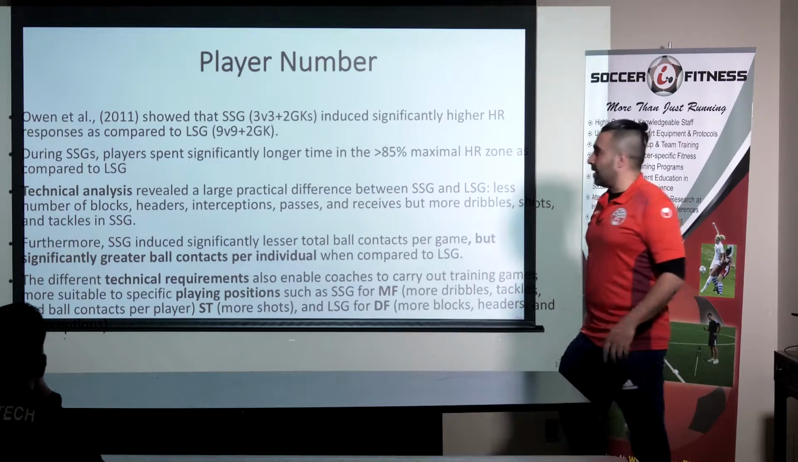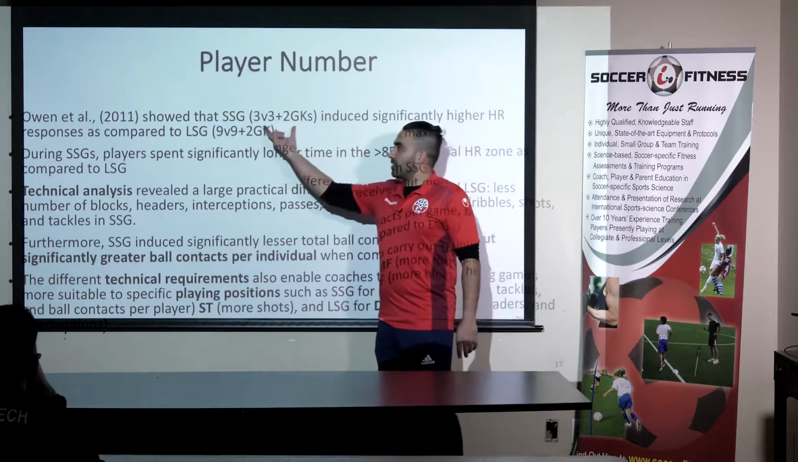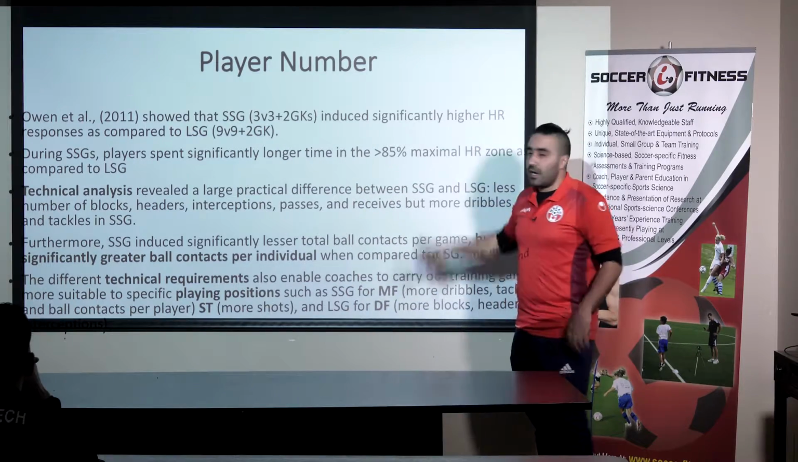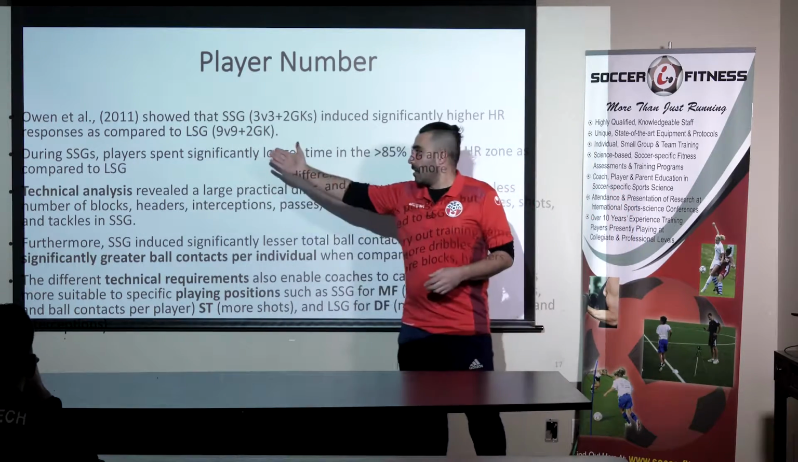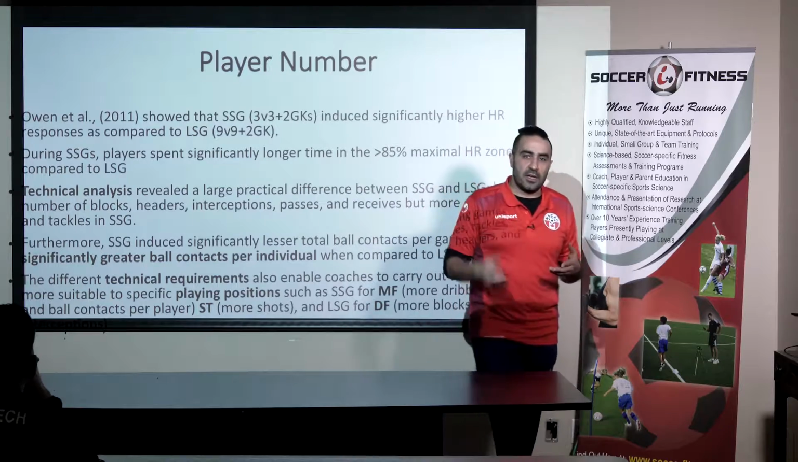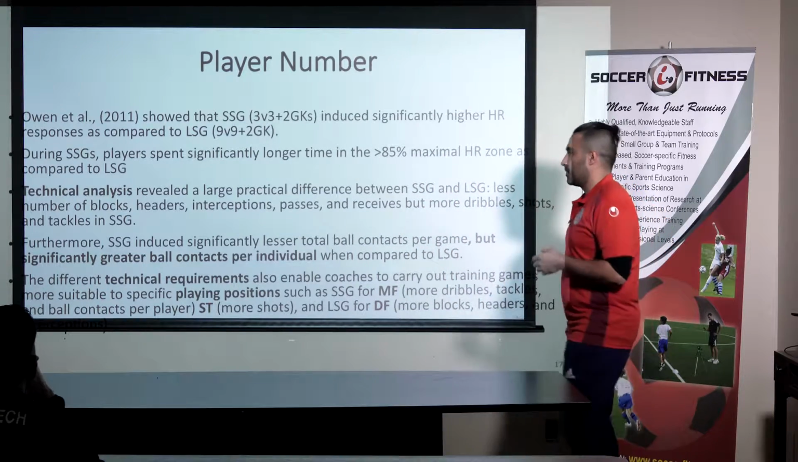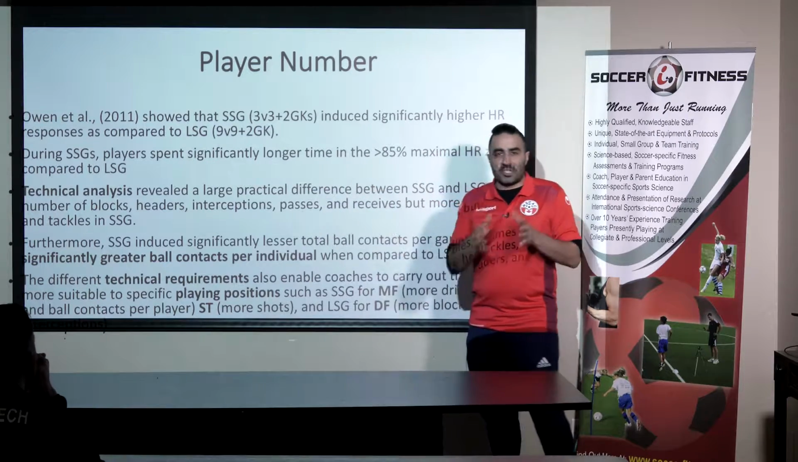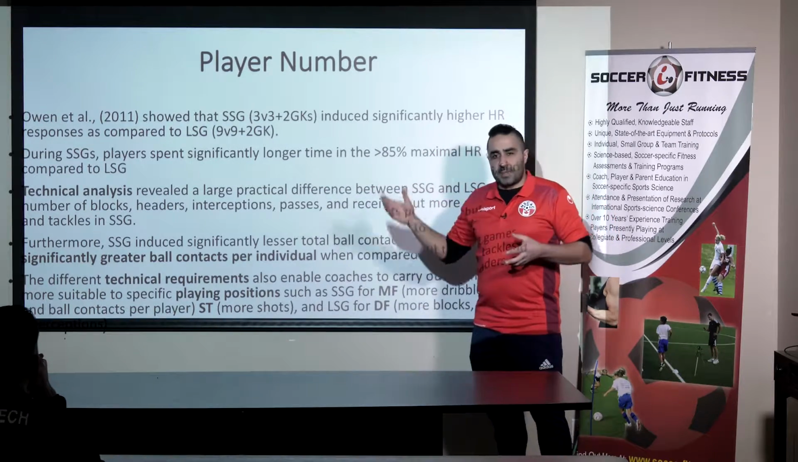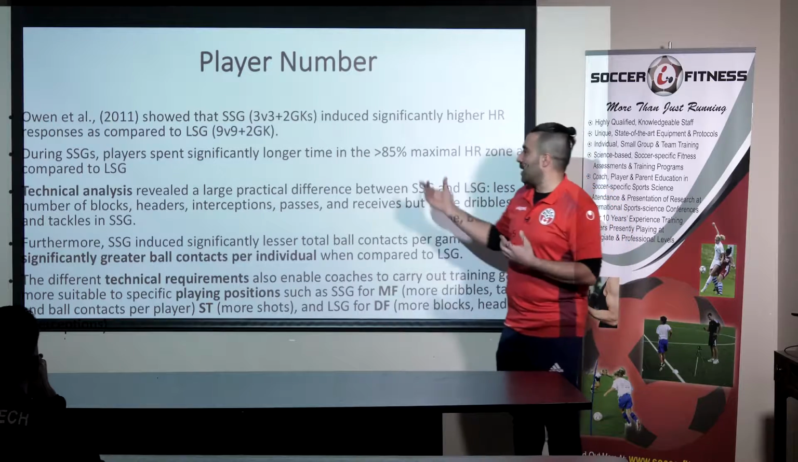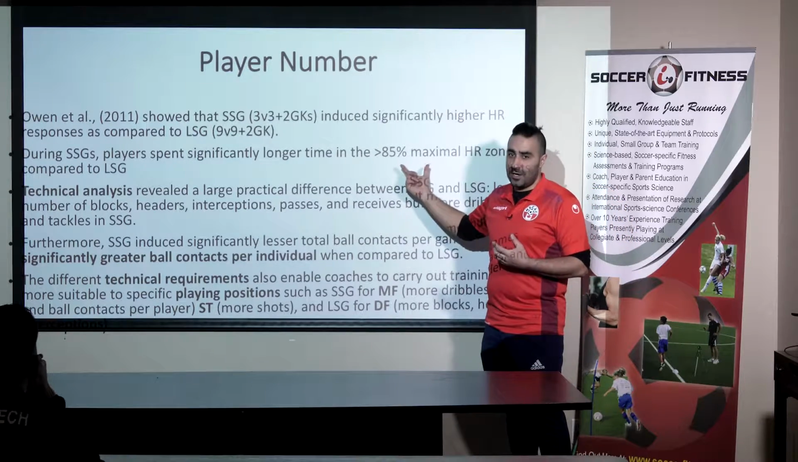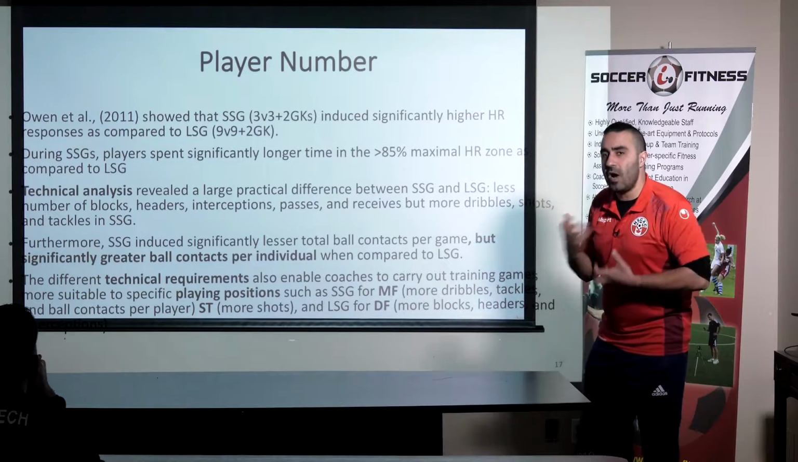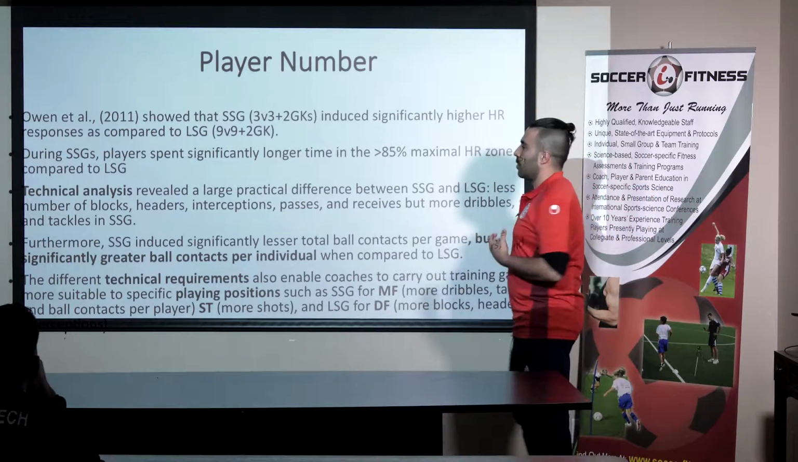A study in 2011 showed that a small-sided game of 3v3 with 2 goalies induced much higher heart rate responses than a large-sided game, which was 9v9 plus 2 goalkeepers. What they showed was that the players during the small-sided games spent significantly longer times at high-intensity heart rates, so above 85% of their max, which is what we want to get that aerobic adaptation going.